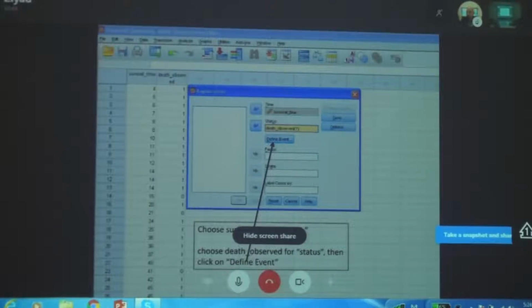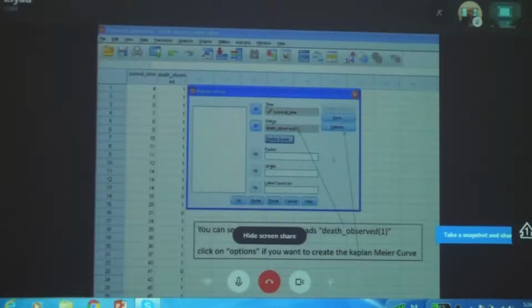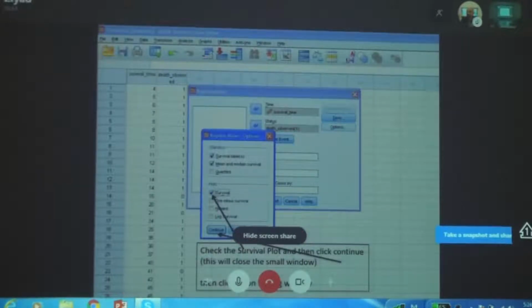So when you click your variable for observing the result, yes or no, you need to click on Define and say 1 means I observed it. Anything else you should consider censored. Then you click Continue, and if you want the graphs, under Options you can get what we call a Kaplan-Meier graph. You need to select the survival graph and click Continue, and this is what you get first.